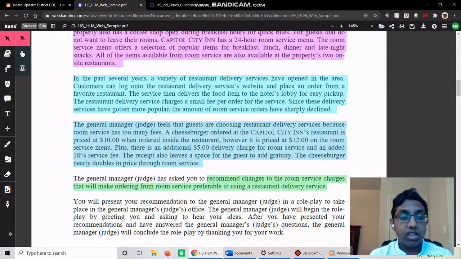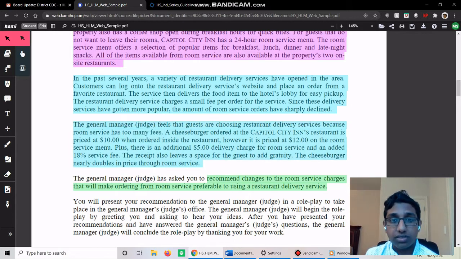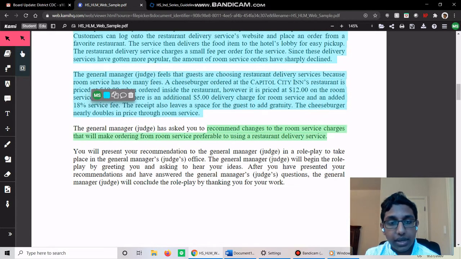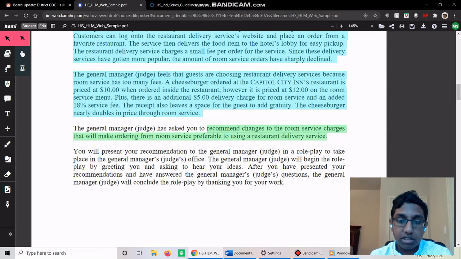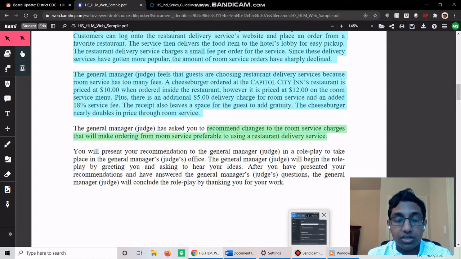And then in this paragraph, they go into specifics about some reasons why the hotel owner or the general manager believes that the room service charges are too expensive, which is why it's not doing as well. And then we go back to the statement of essentially the statement of the problem. You can call it that. Recommend changes to the room service charges that will make ordering from room service preferable to using a restaurant delivery service. And then the very last paragraph usually ends up being almost exactly the same every time. It essentially tells you that you're going to go present to the judge in their office, and that they're going to first greet you and then ask to hear your ideas, and then you'll present.